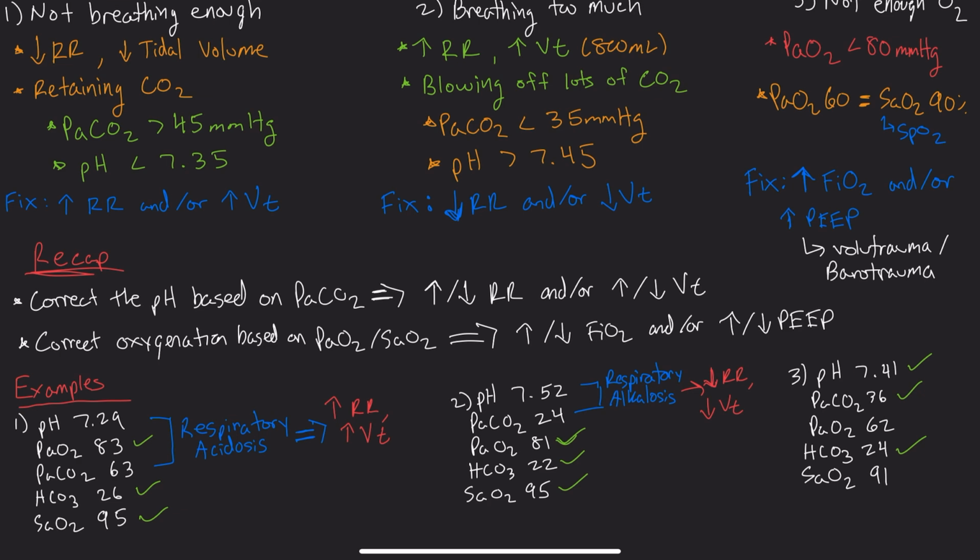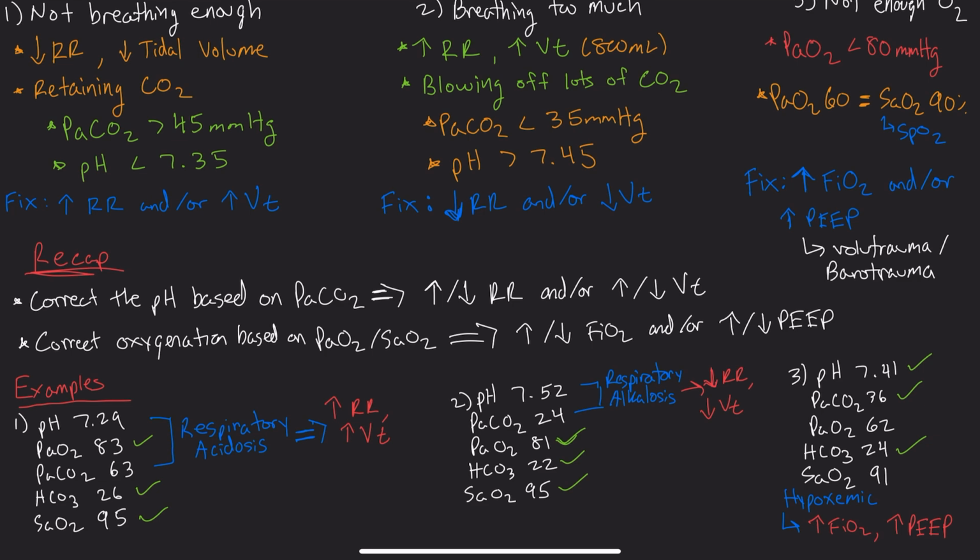So this patient needs some oxygen, right? Oxygen's too low. So this patient is hypoxemic. And then how do we correct this? Like we said, you can either increase the FiO2 or increase the PEEP. That's how you correct that.